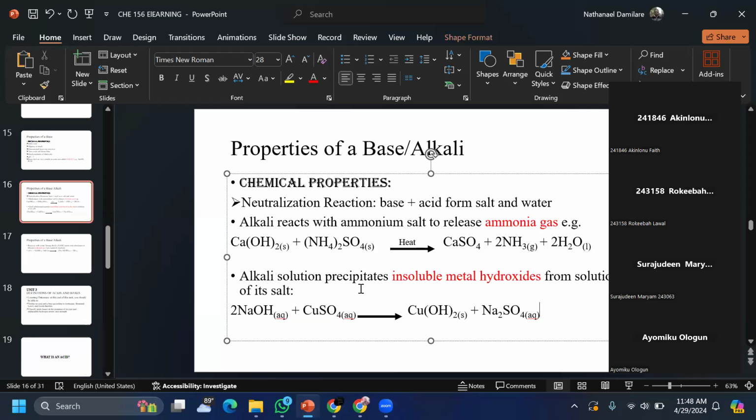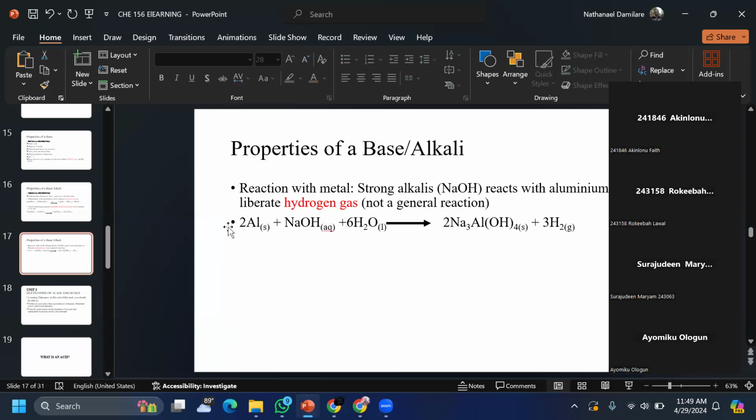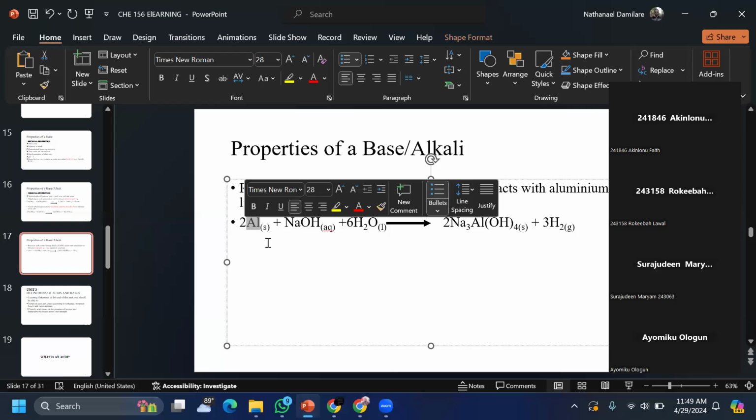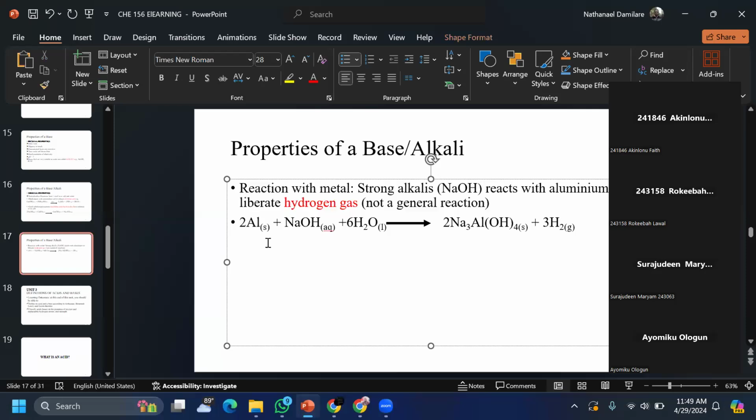Apart from all this, there is one property that is not general to all bases, and that is the reaction with metal. A strong alkali like sodium hydroxide can liberate hydrogen gas when it reacts with aluminum. But that is not a general reaction. That's just a very special reaction between aluminum and a strong alkali like sodium hydroxide. That forms sodium aluminate, and hydrogen gas is liberated.